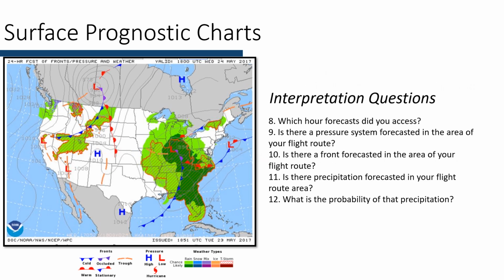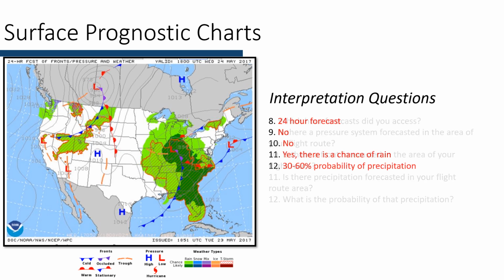This brings us to our next set of interpretation questions. Please read through the questions and write down your answers. Let's go over the answers. Question 8. Which hour forecast did you access? The answer is the 24-hour forecast. Question 9. Is there a pressure system forecasted in the area of your flight route? The answer is no.